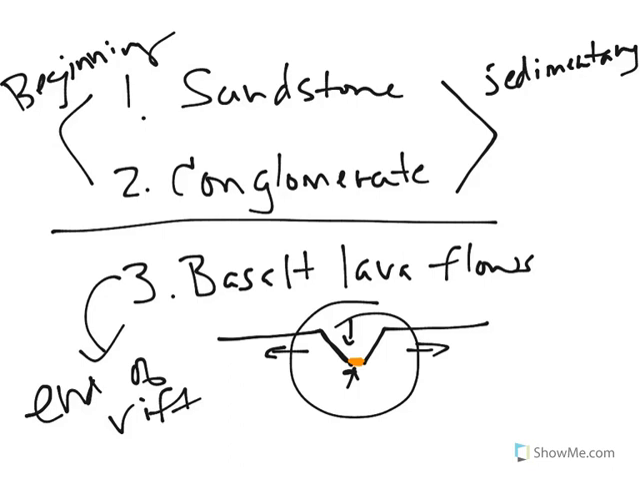However, this is still a weak spot. So we still see earthquakes that occur along the mid-continental rift. So hopefully now you understand why we see these three rocks in the Keweenan sequence.